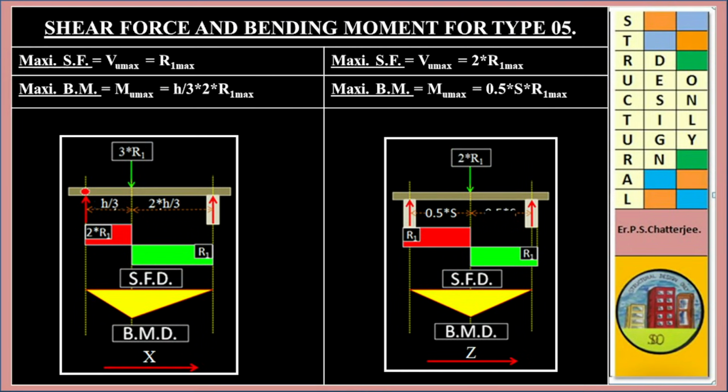Similarly for type 5, in X direction, maximum Vu max is equal to R1 max, maximum BM Mu max is equal to h by 3 into 2 into R1 max. Therefore in Z direction, Vu max is equal to 2 into R1 max, maximum BM Mu max is equal to 0.5 into S into R1 max.